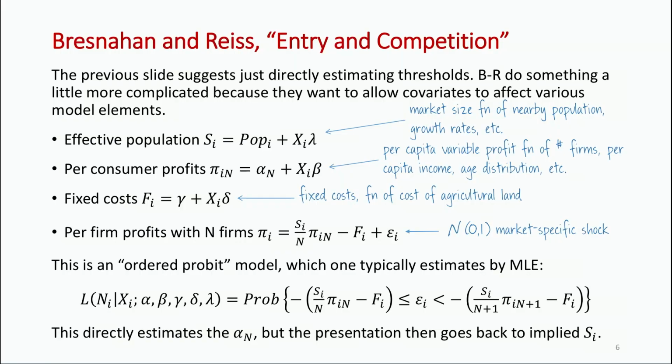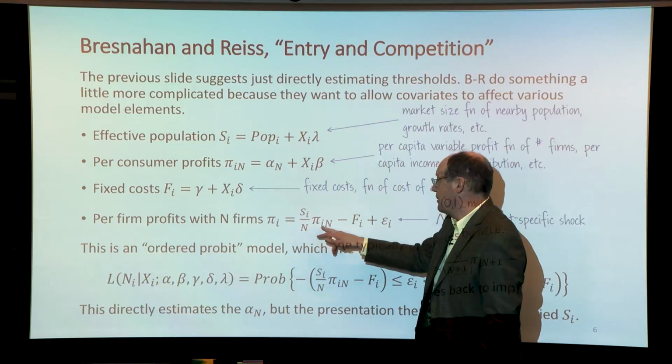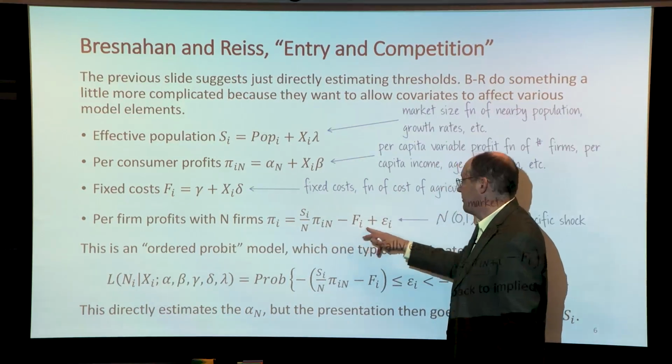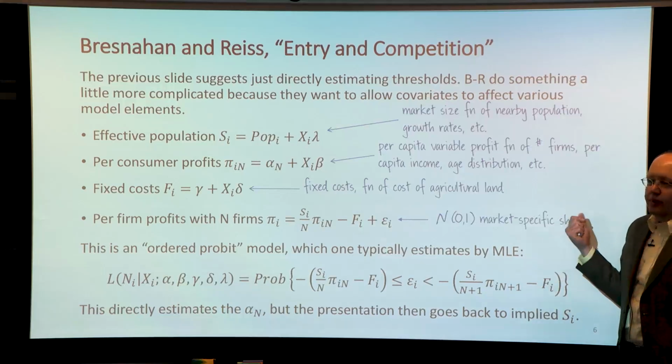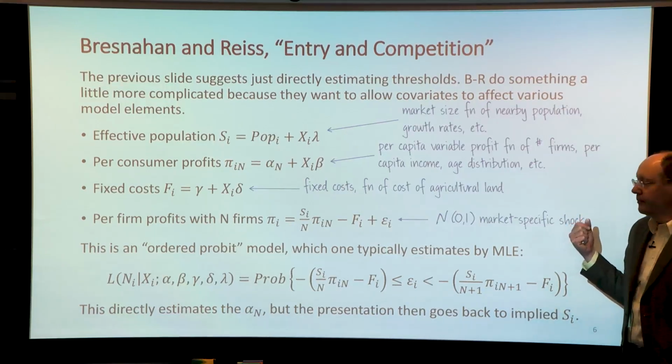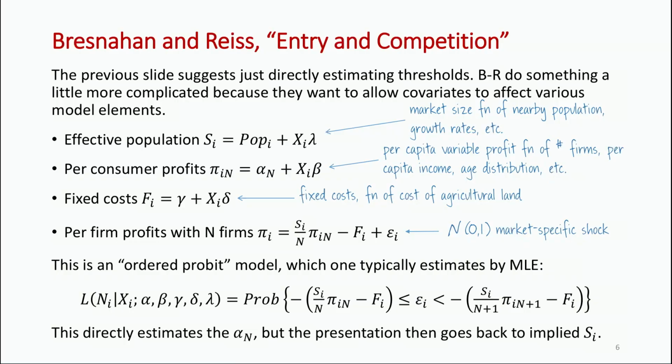And then the basic thought is that, so I have all these elements I've redefined S_i, pi_iN, and F_i to be their covariates, and then my model is if there were n firms in the market, the profits would be S_i over n, pi_iN, minus F_i plus epsilon_i, where epsilon_i is just a normally distributed random variable. And so in this model, when are we going to observe n firms?